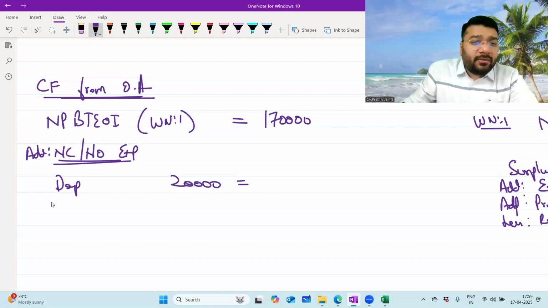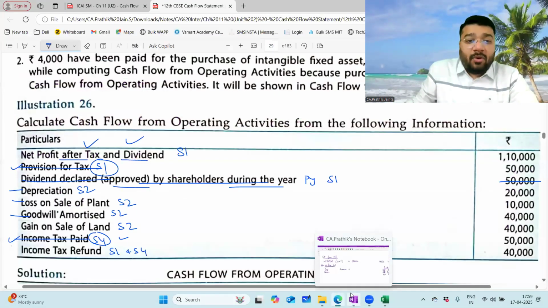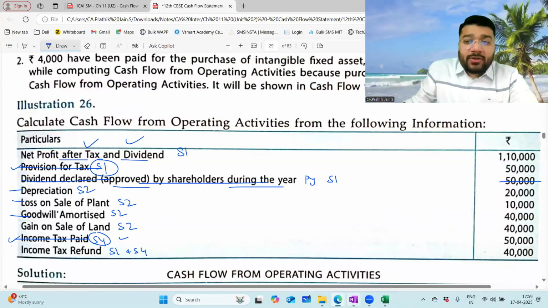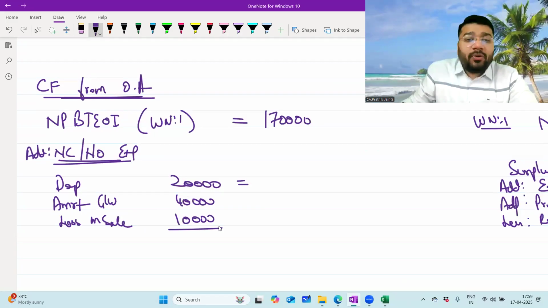In the inner column I'm recording. Next, amortization, how much? Amortization is 40,000. Goodwill amortized, 40,000. Then loss on sale of plant, 10,000. Loss on sale of plant is 10,000. All put together, how much? 70,000.